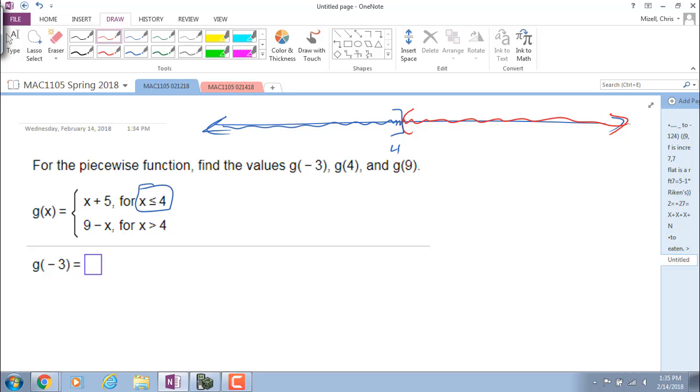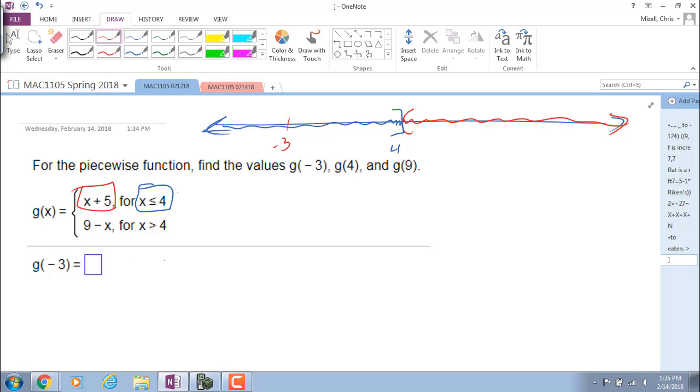So when we want to find g of -3, the first question we ask ourselves is this: is -3 less than or equal to 4, or is it greater than 4? Where are we going to find -3 on the number line? Yeah, -3 is over here somewhere. So -3 is less than or equal to 4. It's not equal to 4, but it's less than or equal to 4. So we use the top rule.